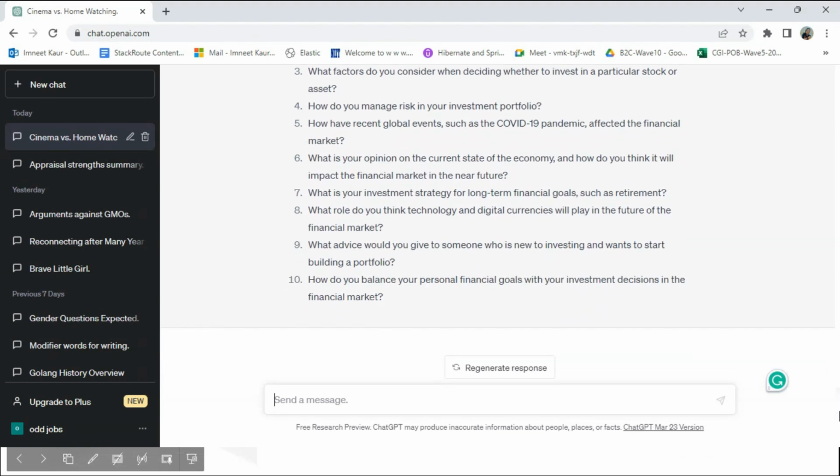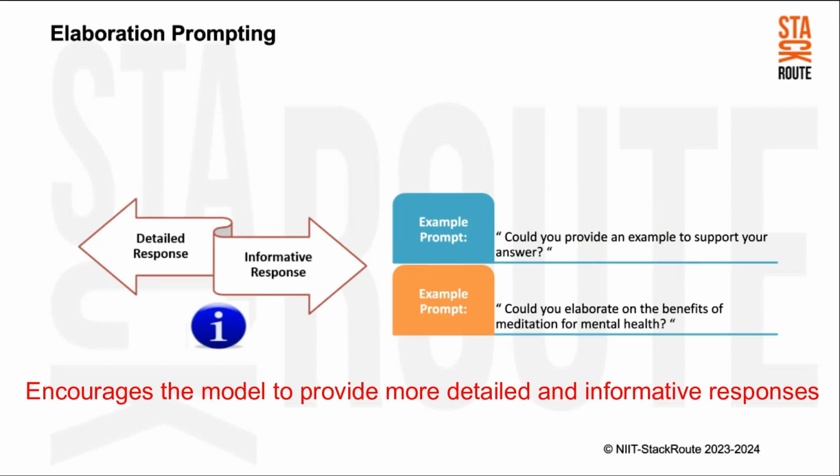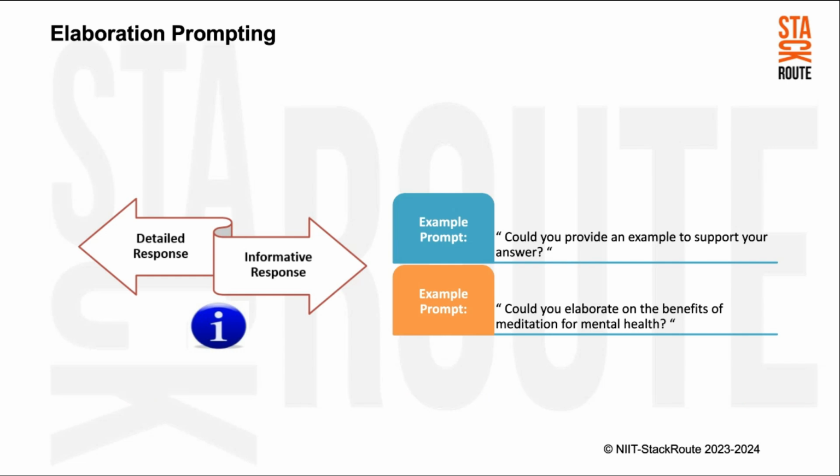Now let's go back to the slide and see another type of prompt engineering technique which we can use very well in ChatGPT, like elaboration, prediction, evaluation, cause and effect, and so on. Let's start with elaboration prompting. The elaboration prompt is a type of prompt in ChatGPT that encourages the model to provide more detailed and informative responses. Some examples you can see on the screen. The first one is, could you provide me an example to support your answer? Second, could you elaborate on the benefits of meditation for mental health?